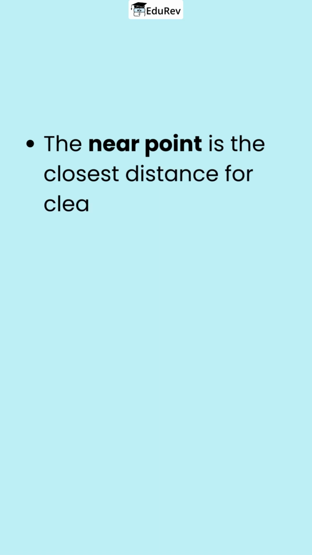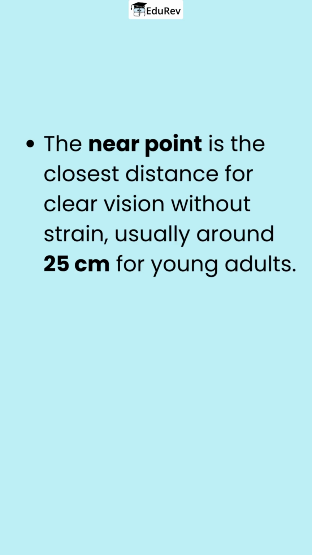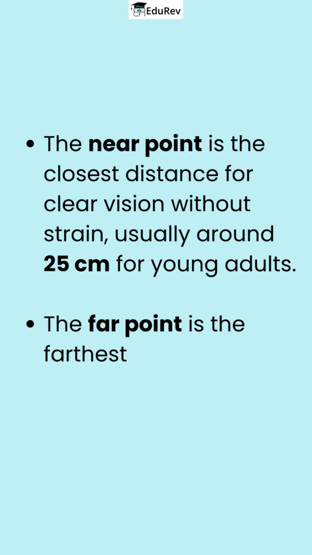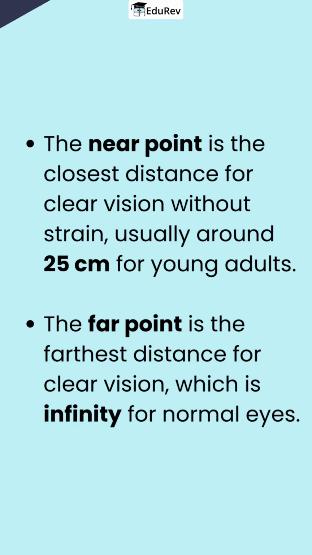The near point is the closest distance for clear vision without strain, usually around 25 centimeters for young adults. The far point is the farthest distance for clear vision, which is infinity for normal eyes.